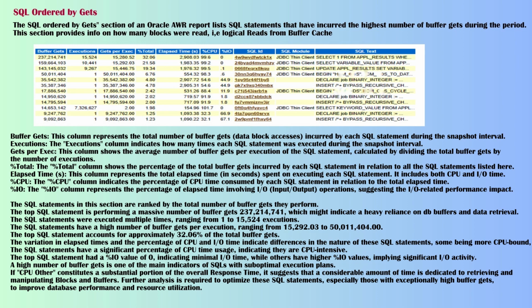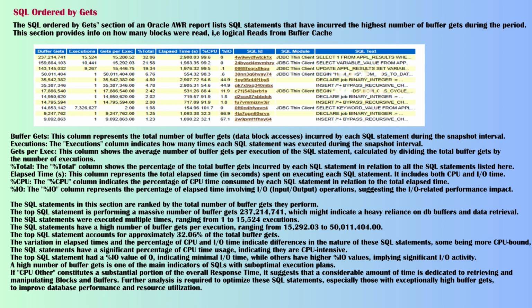Buffer gets: this column represents the total number of buffer gets, data block accesses, incurred by each SQL statement during the snapshot interval. Executions: the executions column indicates how many times each SQL statement was executed during the snapshot interval. Gets per exec: this column shows the average number of buffer gets per execution of the SQL statement, calculated by dividing the total buffer gets by the number of executions.